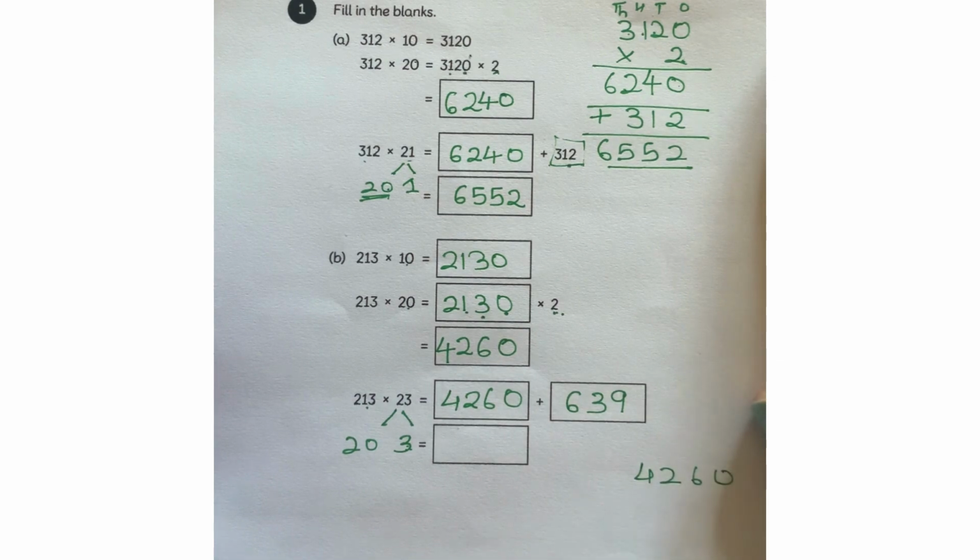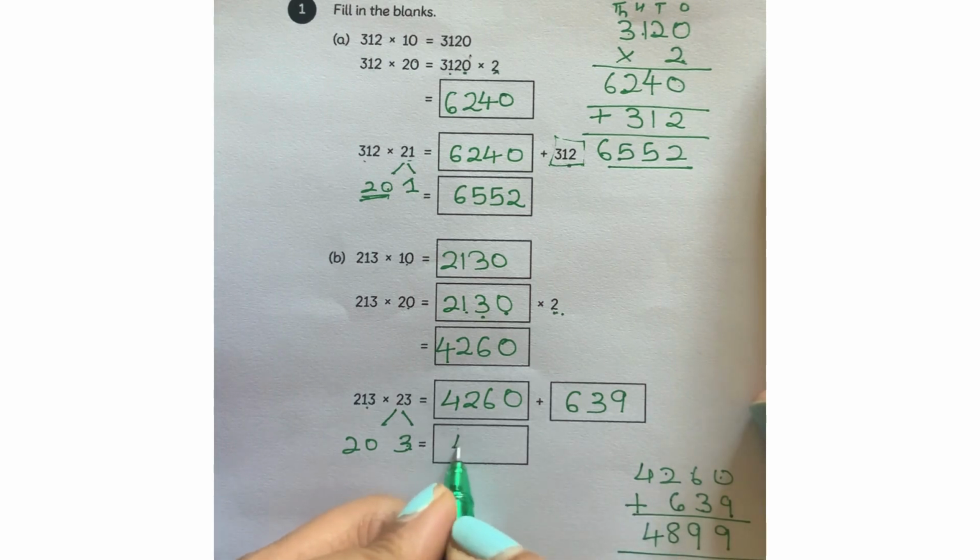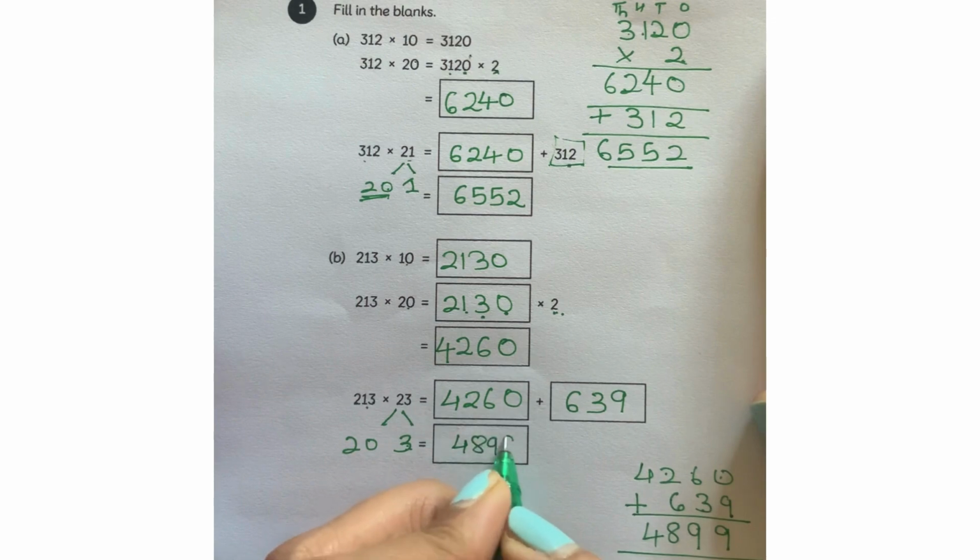So let's add now. 4260 plus 639. 0 plus 9 is 9, 6 plus 3 is 9, 2 plus 6 is 8, and 4 comes down the way it is. So what is my answer? 4899.